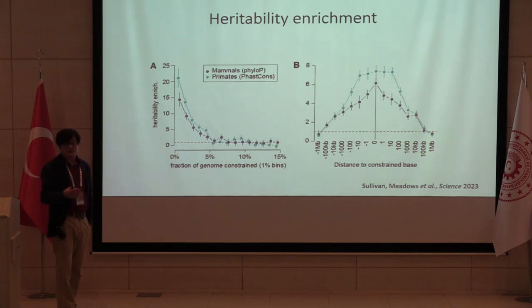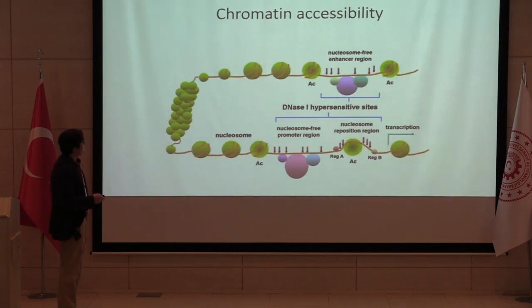Evolutionary genetics is great. The problem is I have no way to interpret it. Right? I know it's conserved among primates. What in the world does this science do? I don't know from this. So the next observation is more directly functional.